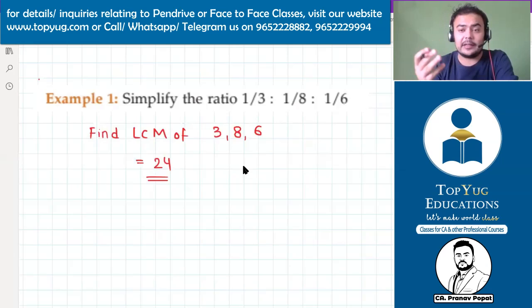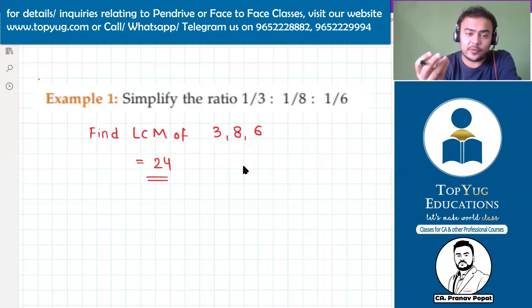First, we will get the multiples. What are the multiples of 3? 3 ones are 3, 3 twos are 6, and so on up to 3 eights are 24. Then 8 threes are 24, then 6 fours are 24. These are the common multiples between all these three.